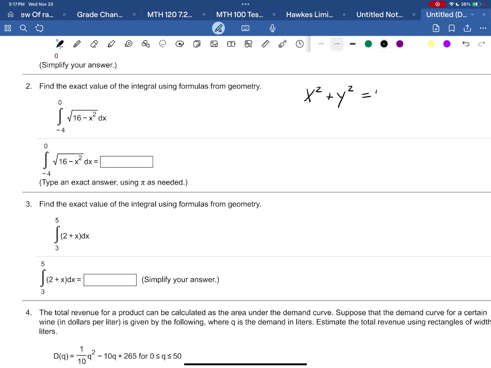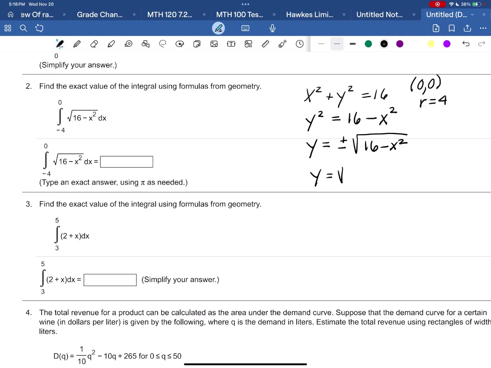Now, number 2 is a circle, and you may not recognize that, but x squared plus y squared equals 16 is a circle at 0, 0. That's the center, and a radius of 4. So if we solve that for y, that's going to be 16 minus x squared. So y would be the plus and minus square root of 16 minus x squared, but they only ask us to look at the positive one. So we're looking at y equals the square root of 16 minus x squared.